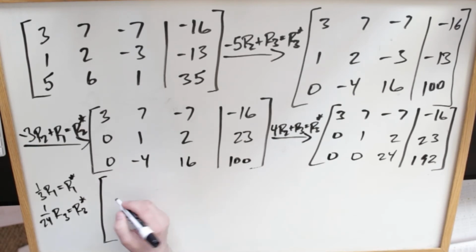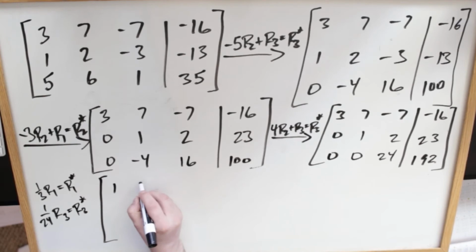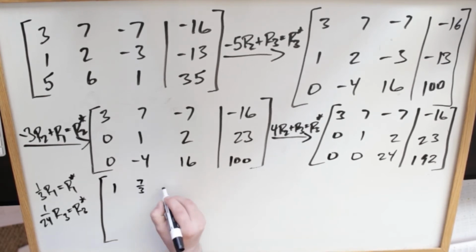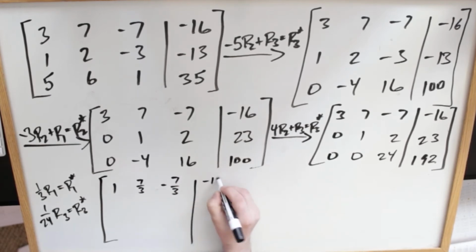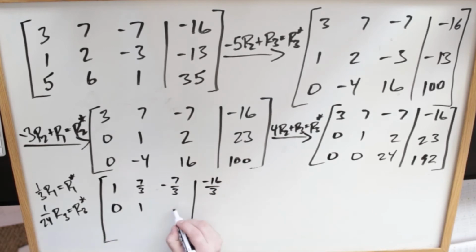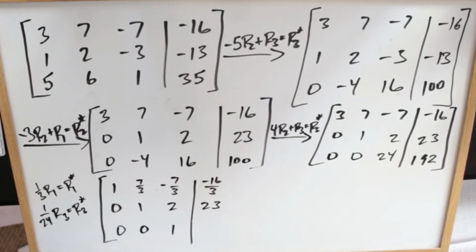So we're going to get 1, 7/3, minus 7/3, and then minus 16/3. Okay? This row is already done, so we have that 1 in that diagonal position, which is what we wanted, 23. And then the bottom row, 1/24 of 192. Maybe it's actually something really nice. If it is, I'm going to be really surprised. So 192 divided by 24 is going to equal 8.